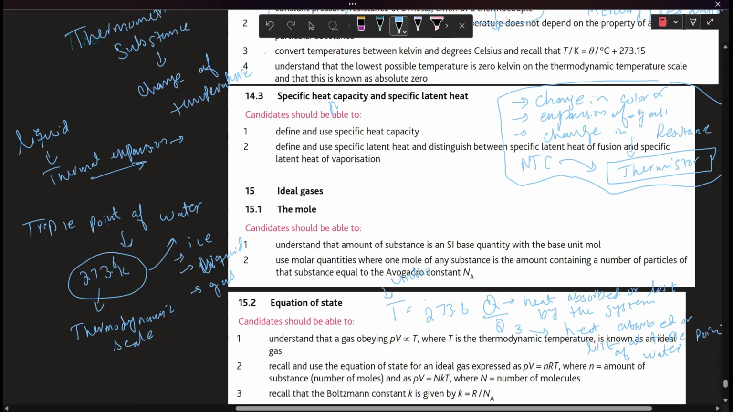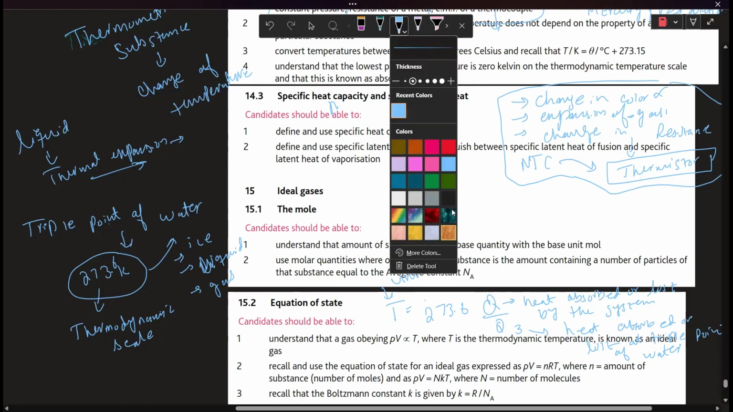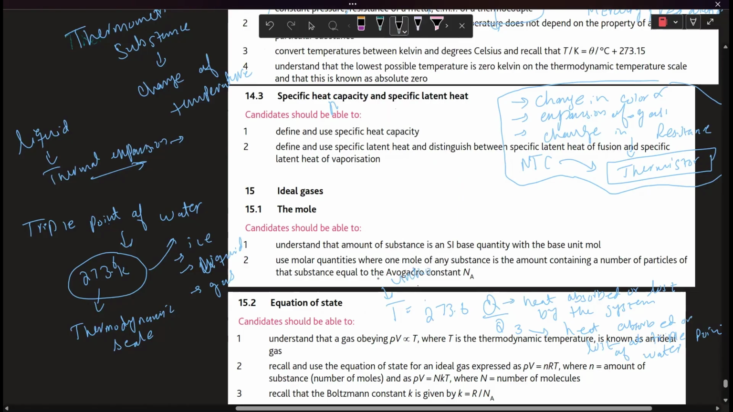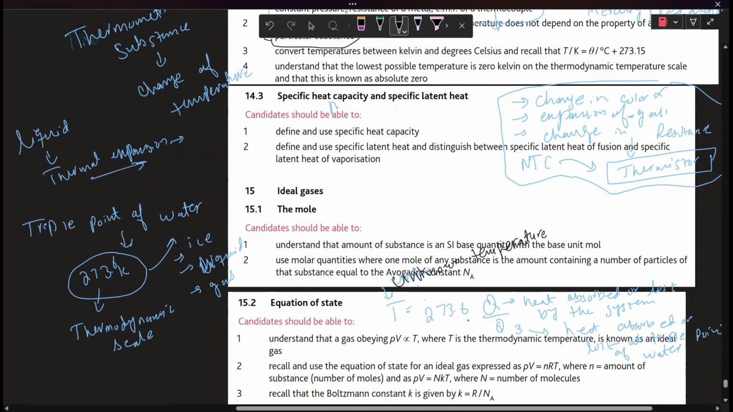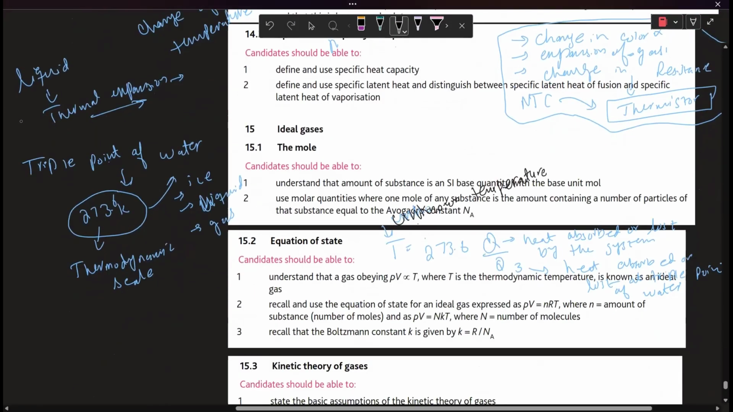Let me choose any other color. It's not readable here. Let me try this. It is the unknown temperature. So this is independent of particular substance, this is justified by this equation. Okay?